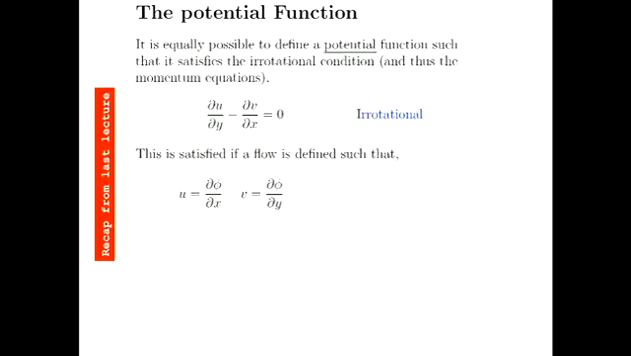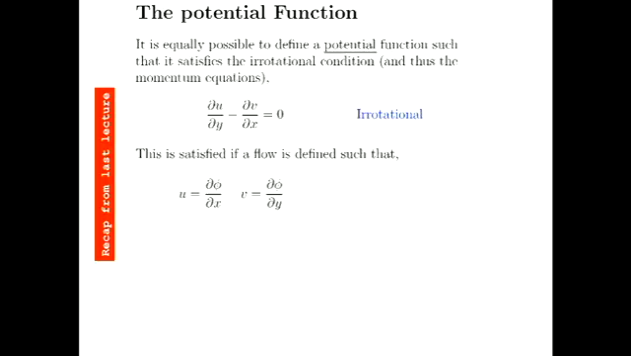Can you all see that? So that equation at the top is just going to become d²phi/dx dy minus d²phi/dx dy, which is just something minus that same something, which has to equal 0. Okay, so it automatically satisfies that irrotationality condition.